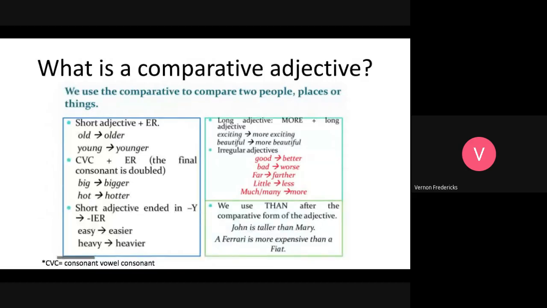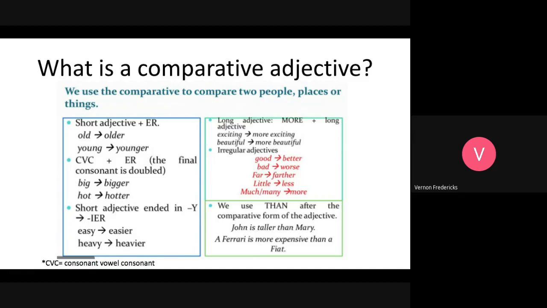Fat, fatter. Consonant, vowel, consonant plus -er. Don't forget to double the last consonant. So big becomes B-I-G-G-E-R. Hot, H-O-T-T-E-R. Fat, F-A-T-T-E-R. Thin, T-H-I-N-N-E-R.